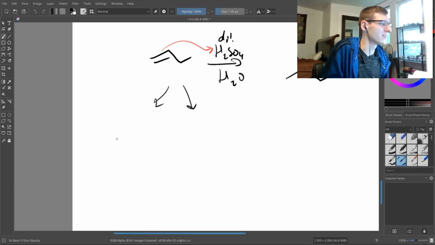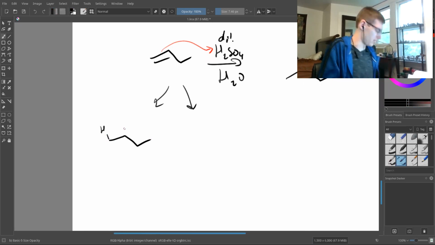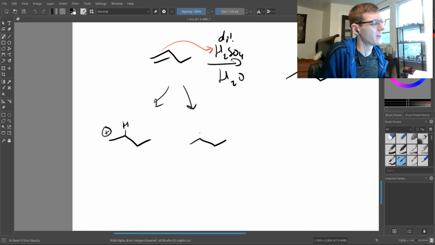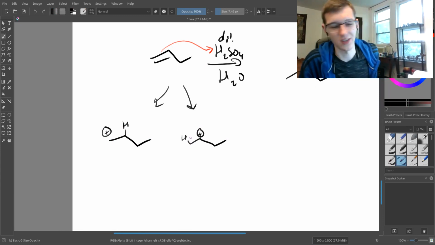All right. And so we could do it in two ways. One of them we could put the hydrogen on here, and we'll get a plus charge on the end, on the primary carbon. The other way we could do it here, and we could get the plus charge on the secondary carbon.